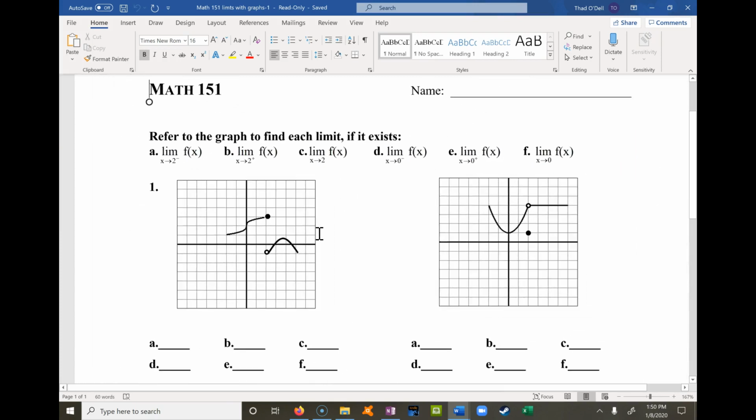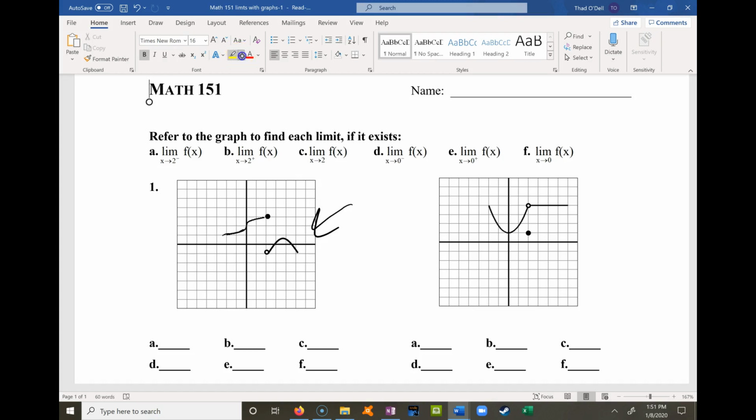So in this case, number one, it says refer to the graph to find each limit if it exists. If it doesn't exist, we put does not exist. Okay, so part A is what's the limit of f of x as x approaches 2 from the left. So we're talking about this thing right here is my f of x. And as we approach from the left, let me get a highlighter. As we approach from the left, we're coming along this guy.